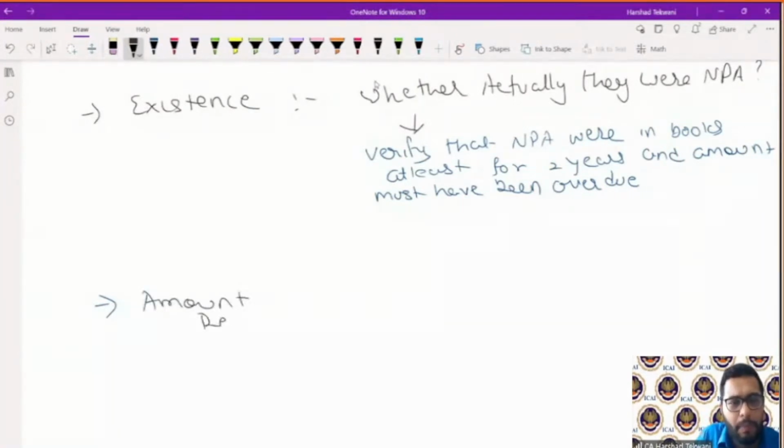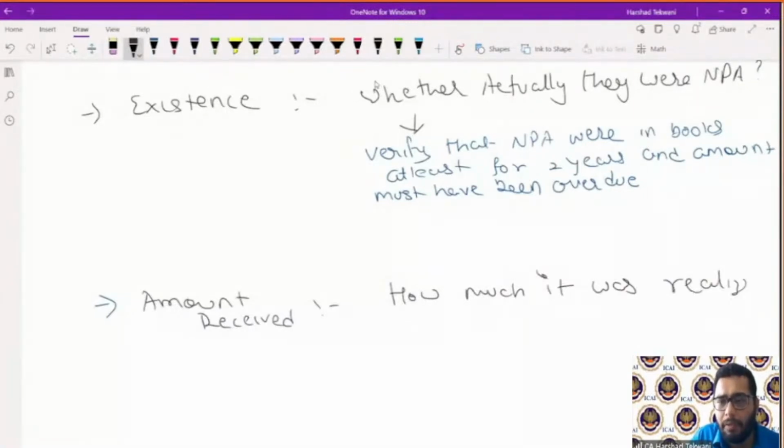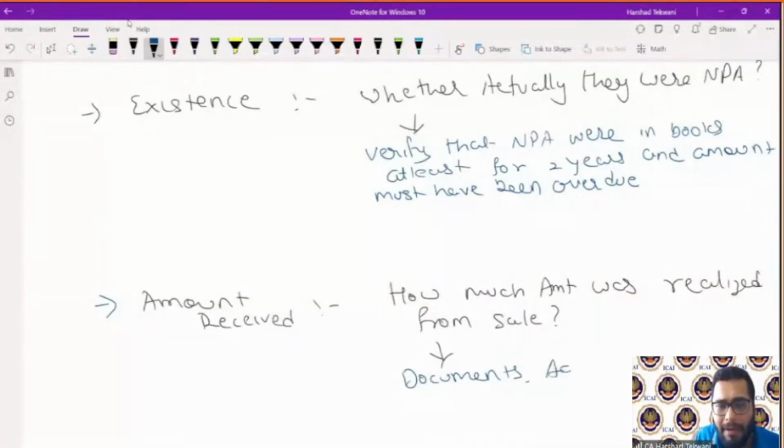Amount received. Okay. So how much was realized? How much amount was realized from sale? And how will you verify this? Simple. By looking at the documents, agreements, and amount received.